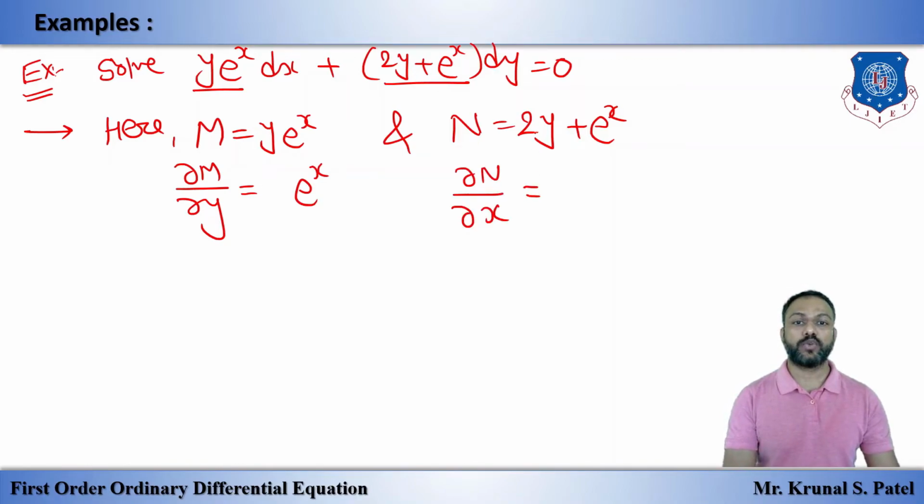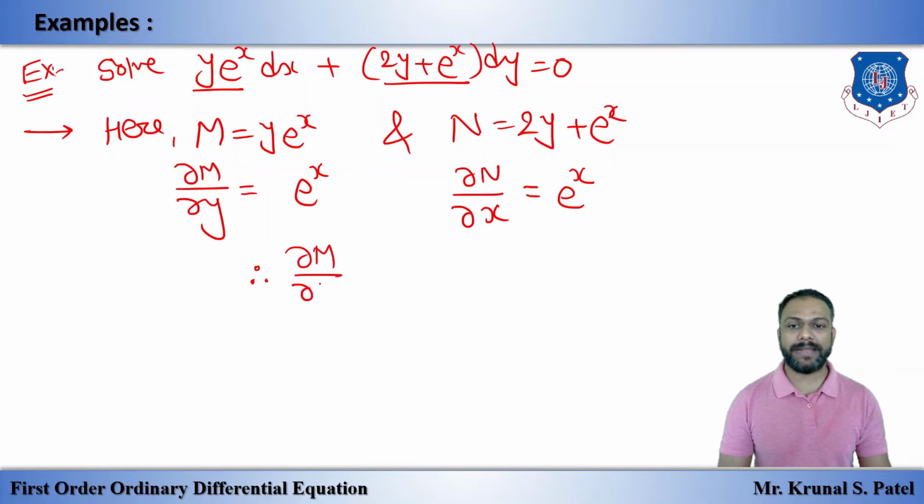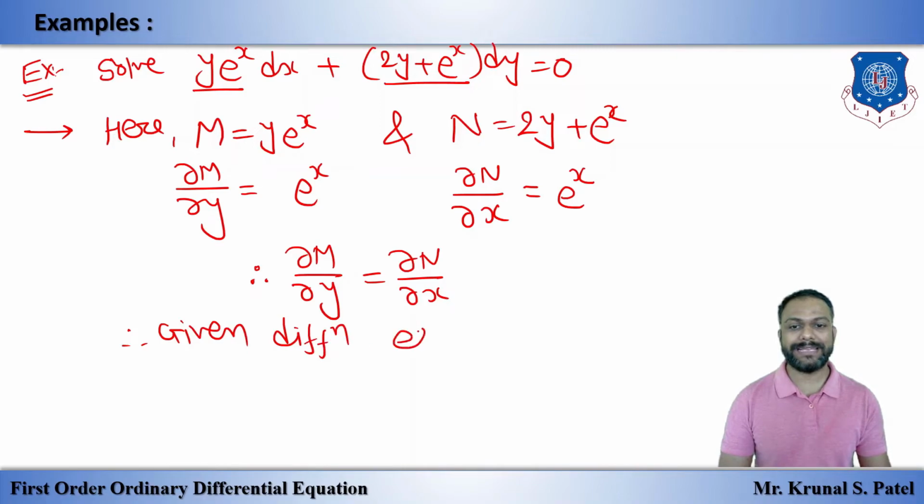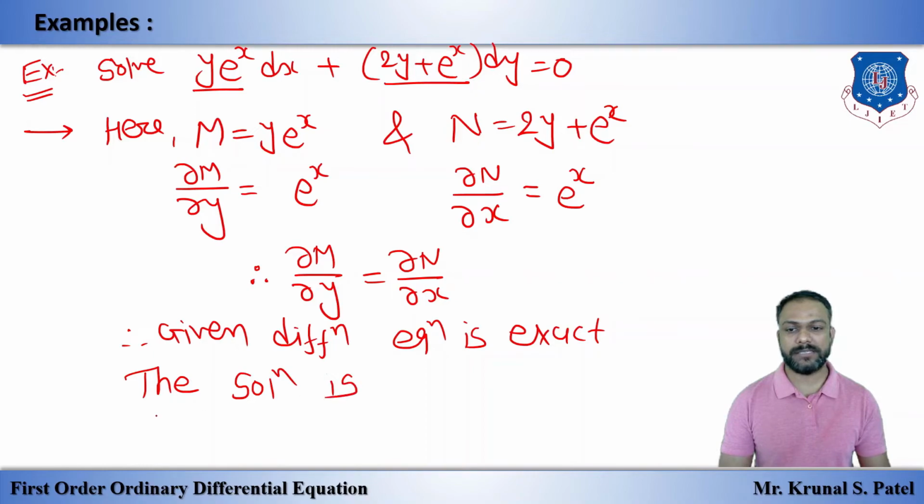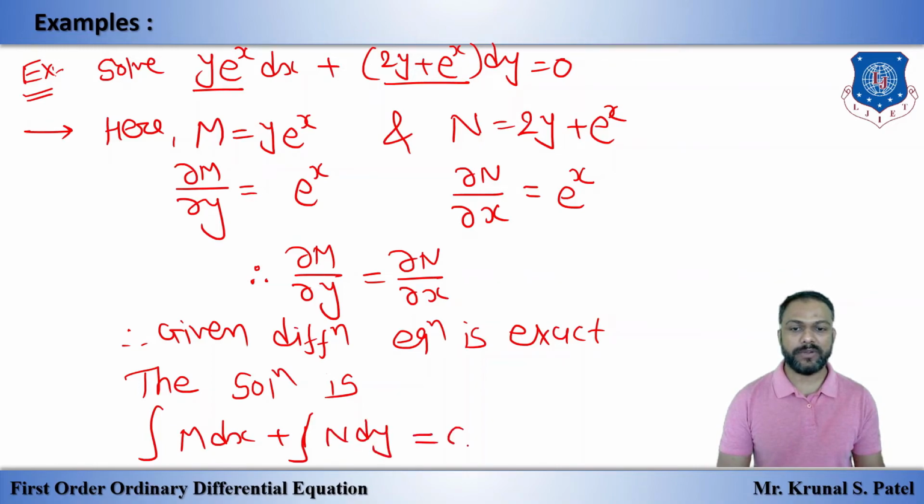So this 2y is constant, so 0, and the differentiation of e raised to x is e raised to x. So here we can see that del M by del y is equal to del N by del x. Therefore, the given differential equation is exact. Now, if it is exact, then we know how to find the solution. So the solution is, we have to integrate M dx plus integrate N dy is equal to c.